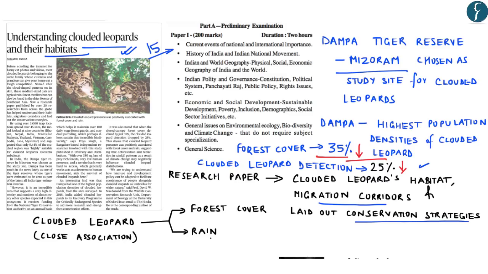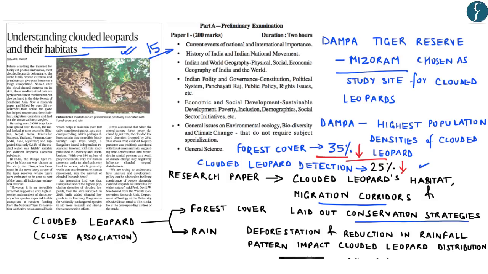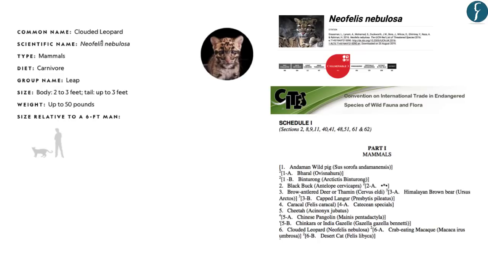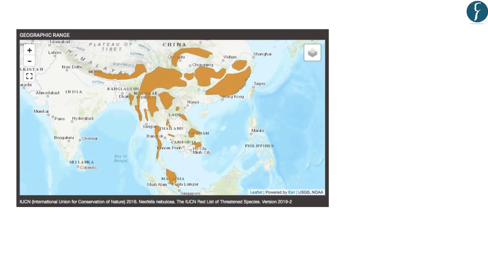Now this topic on clouded leopard in your prelims examination becomes a part of general issues on environmental ecology as well as biodiversity and climate change. The scientific name for clouded leopard is Neofelis nebulosa, and as per IUCN, it is vulnerable. It has also been mentioned in Appendix 1 of CITES, that is Convention on International Trade in Endangered Species of Wild Fauna and Flora. Further, it also finds a mention in Schedule 1 of the Wildlife Protection Act of 1972. Now, as you can see in this map, clouded leopard is found from Himalayan foothills in Nepal through mainland Southeast Asia into China.